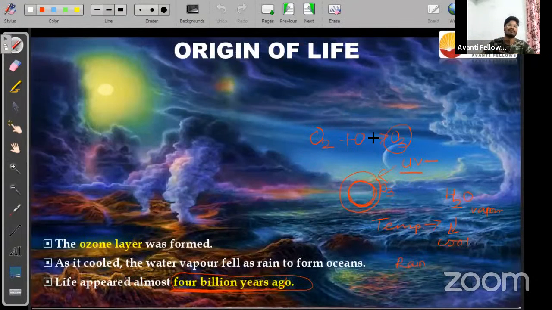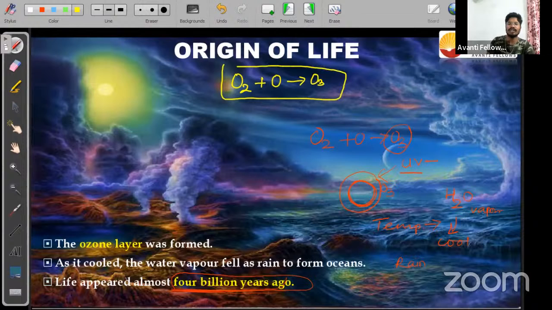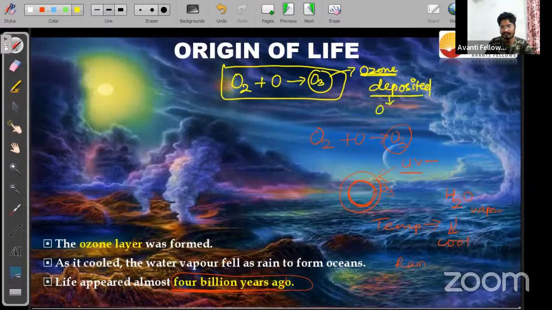Then slowly everything went on happening on the earth surface, and as a result you can see here molecular oxygen which was formed bound with atomic oxygen and formed the O3 layer. This O3 layer is quite an important reaction. O3 is also called ozone. This ozone got deposited in the environment and formed a layer called the ozone layer.